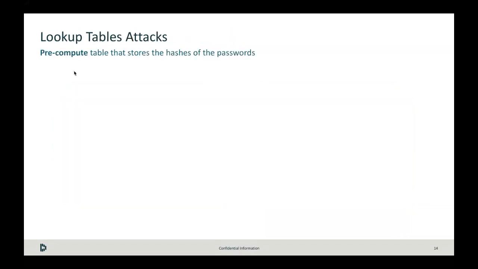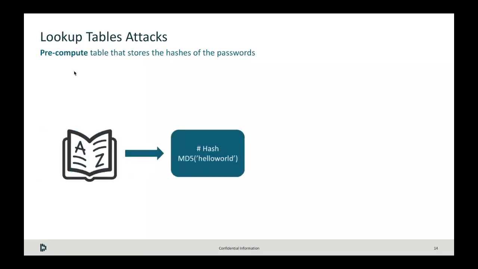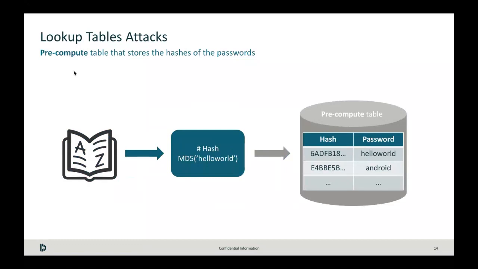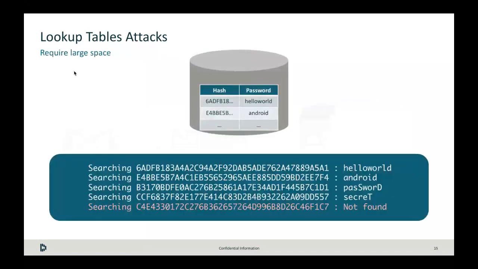Lookup tables are basically pre-computed tables that store the hash of the password. What does a pre-computed table mean? Basically, you take a list of possible passwords, compute the hash of each password, and store them in a database. For example, you have a hash column and a password column. Once the cracking starts, the attackers can just search for the hash in the database and easily find the password.